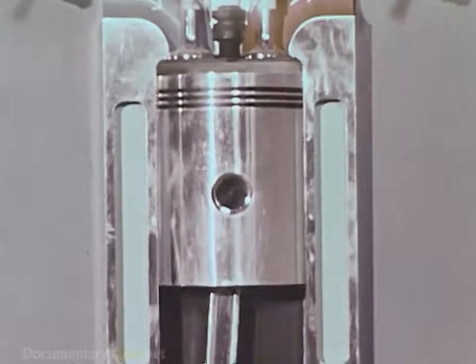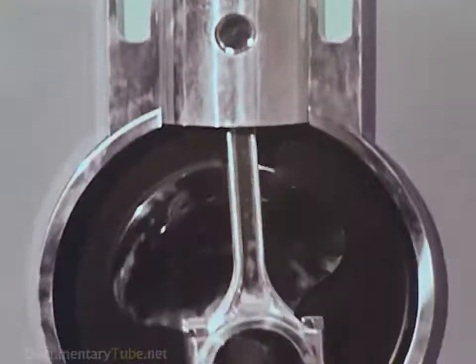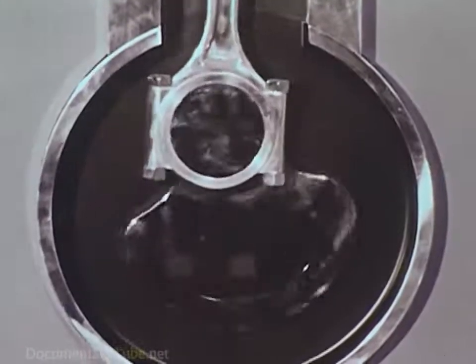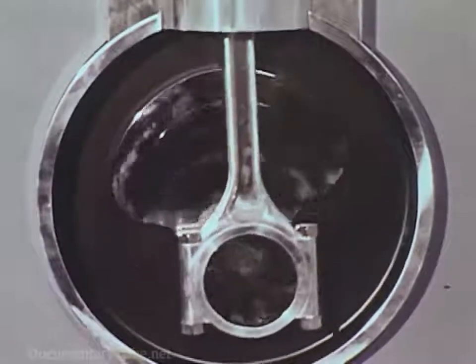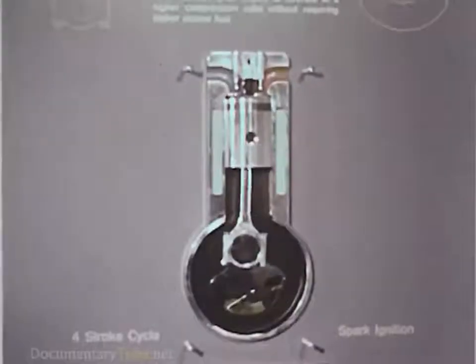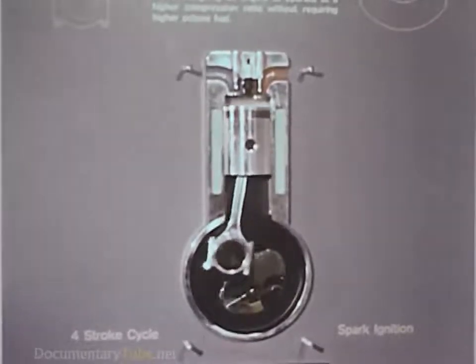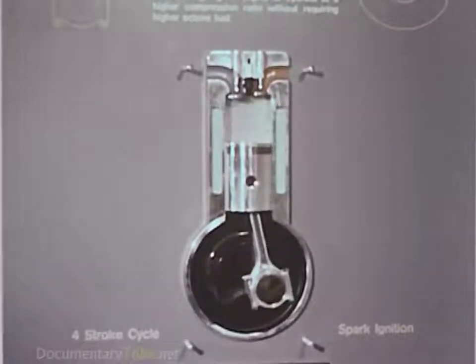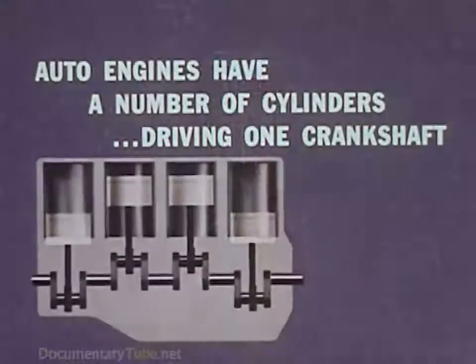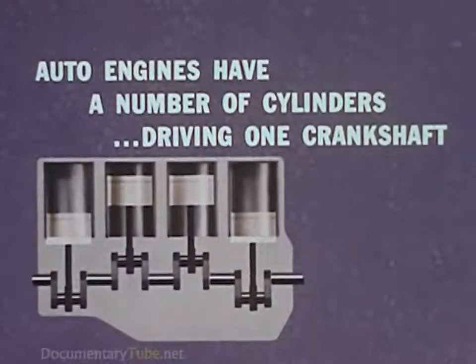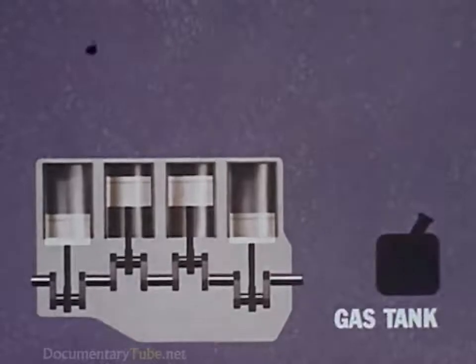Here is a different perspective on how the piston drives the crankshaft through the connecting rod. At the top of the cylinder are the valves, which let in the gasoline and air mixture. For increased power and smoothness, modern auto engines have a number of cylinders driving one crankshaft.